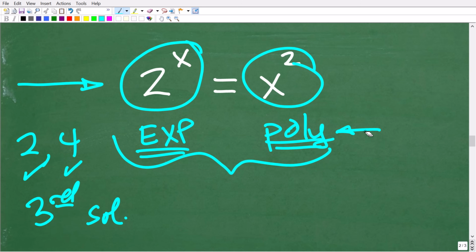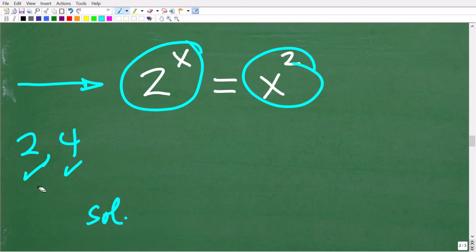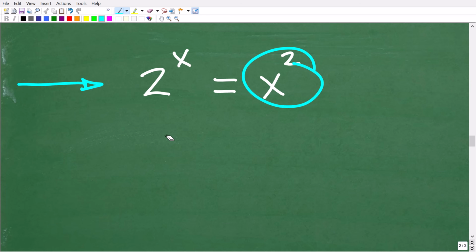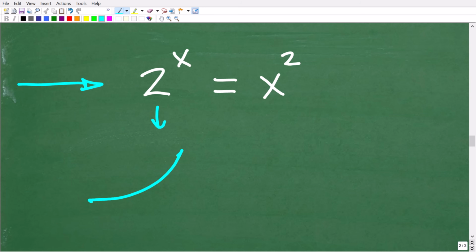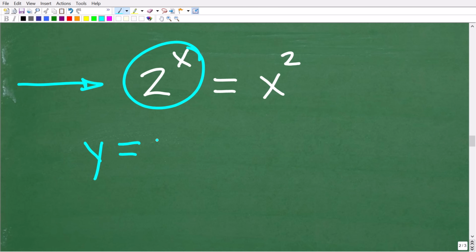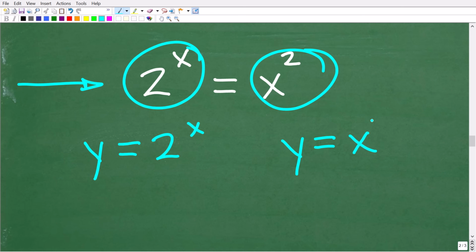Okay, so the main idea here is that we want to look at the graphs of these two expressions or these two functions. All right, so here we have an exponential equation, and the general graph of an exponential equation looks something like this. And then over here we have a parabola, a quadratic equation, and it looks generally like this. So we have 2 to the x power. So we want to think of this as y is equal to 2 to the x. And then over here we have x squared. We can think of this as y is equal to x squared.